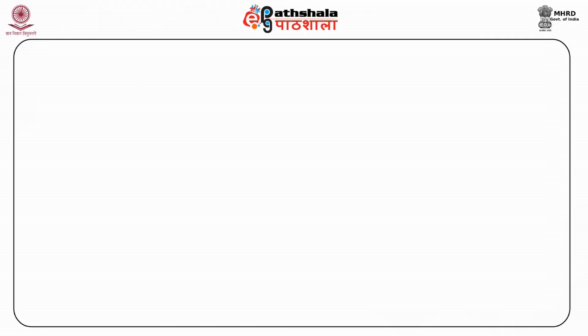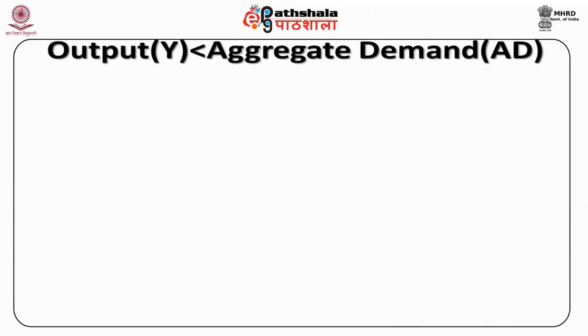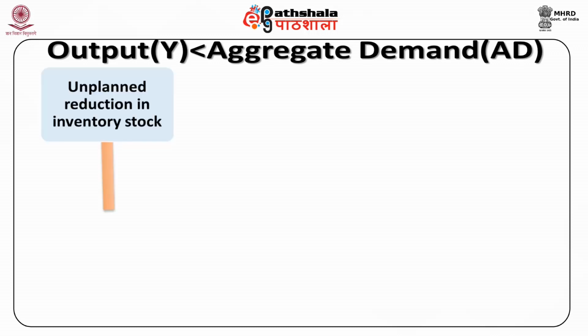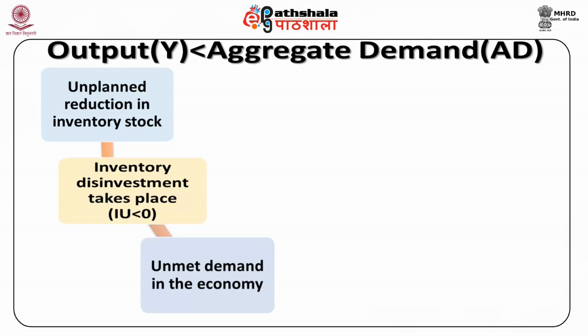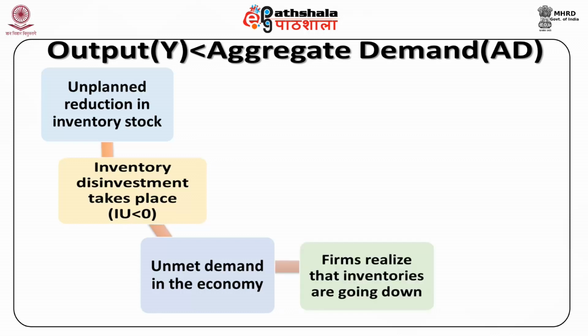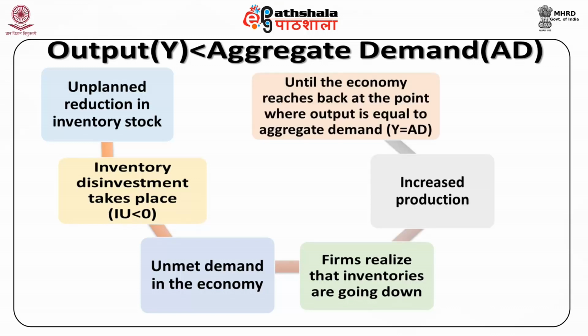On the contrary, if output is less than the aggregate demand, that is, Y is less than AD, then there is unplanned reduction in the inventory stock, or inventory disinvestment happens. IU is less than 0 as there is unmet demand in the economy which has to be met from the past stock of goods. Now, firms realize that their inventories are going down and will increase production until equilibrium between Y and AD is restored.